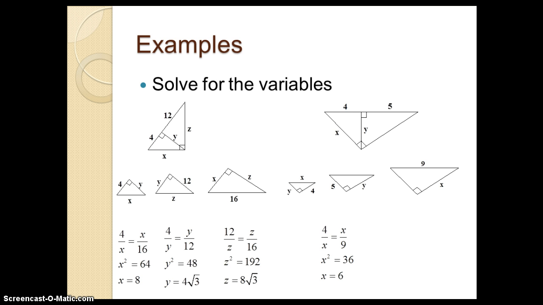For y, I notice it in the smallest triangle and the medium triangle. So 4 is to y, as y is to 5. Cross multiply and simplify. Y is 2 square root 5.